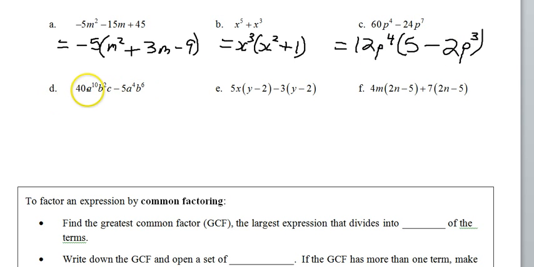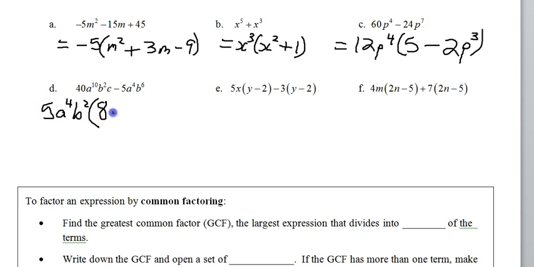Moving down, 40a to the 10th, etc. So 5 will be the common factor as far as numbers go. The lowest power of a is a to the 4th. That will divide into both of these. Lowest power of b is b squared, which will also divide into these. And as the first term has a c, but the second doesn't, it's not common. So 5 times what? We've got to get 40. That's going to be an 8.